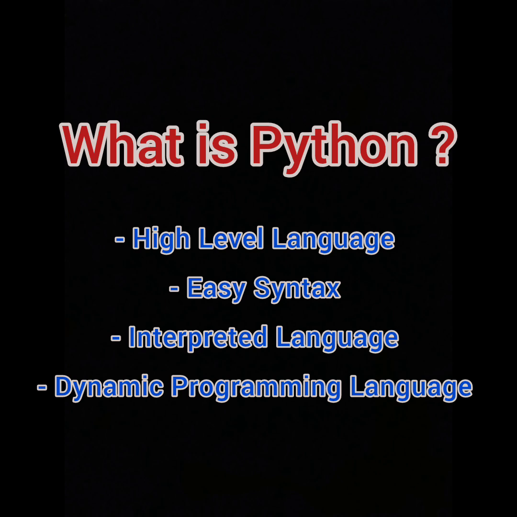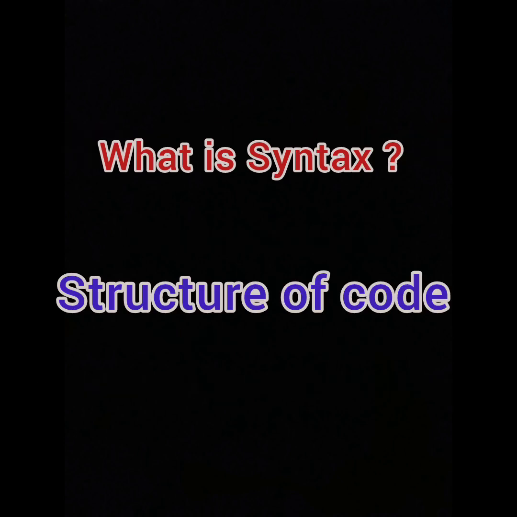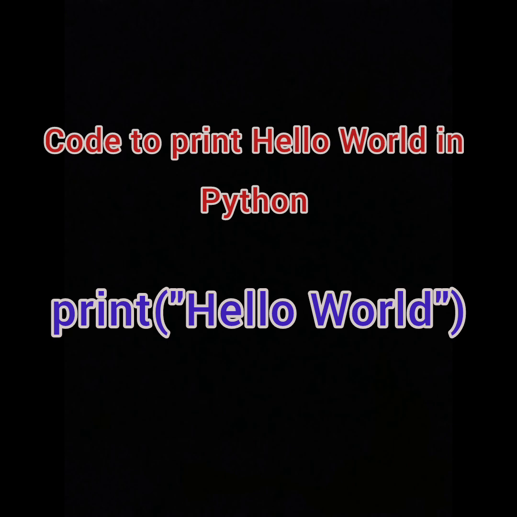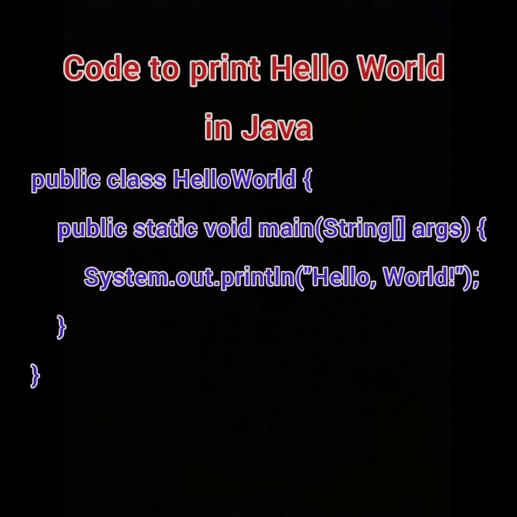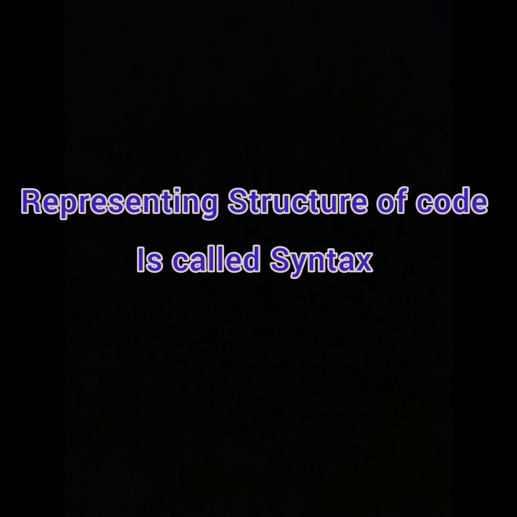Python has easy syntax. What is syntax? The structure of code we are representing for each programming language is called syntax. For example, if you want to print hello world in Python, we will be writing the code like this. And if you want to print the same hello world in the Java programming language, we will be writing code like this. So representing the structure of different programming languages is called syntax.